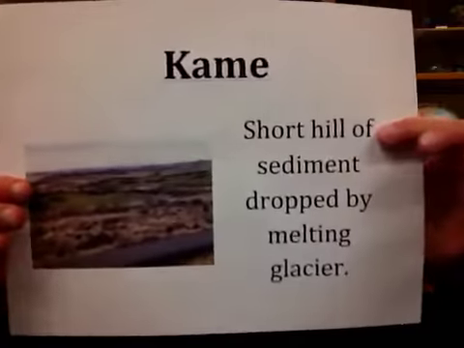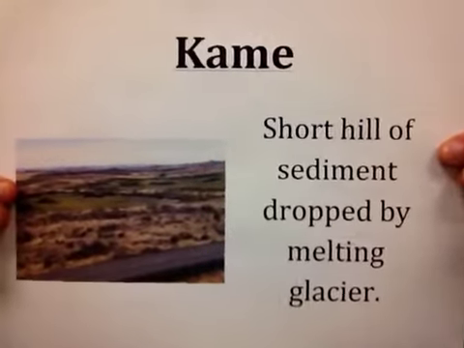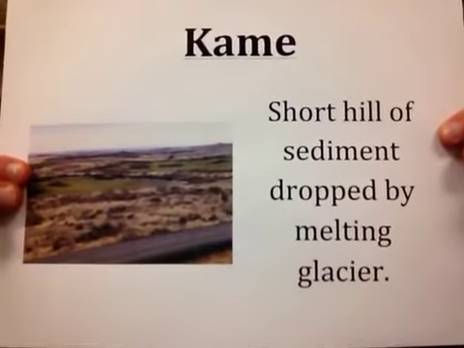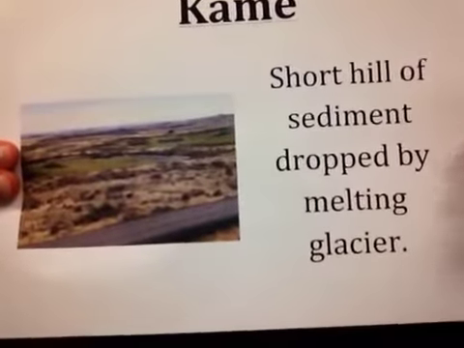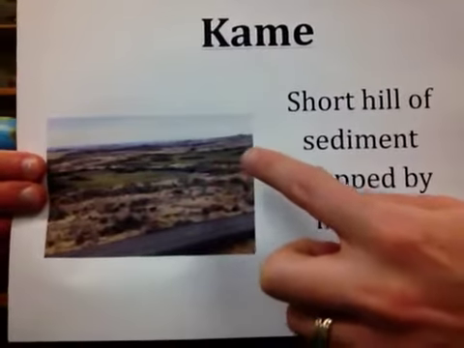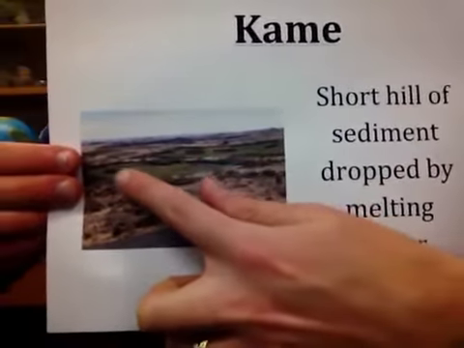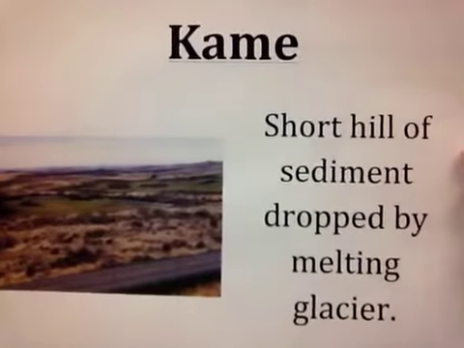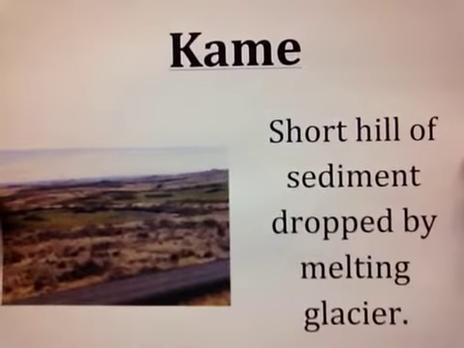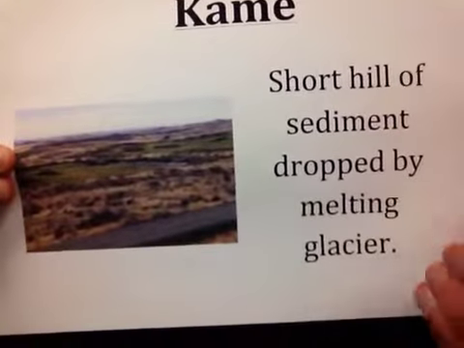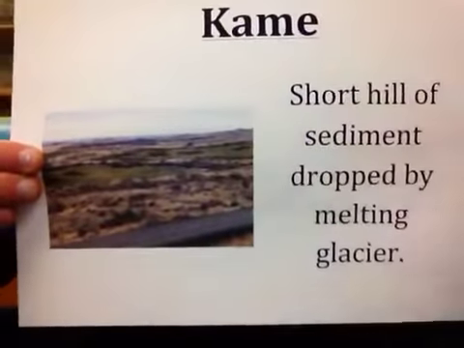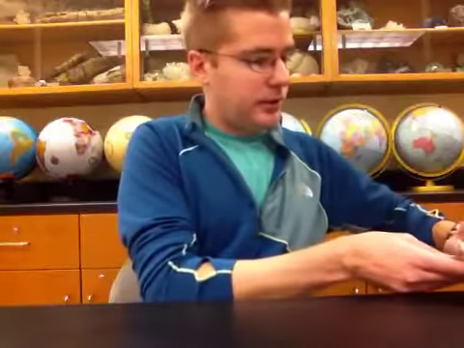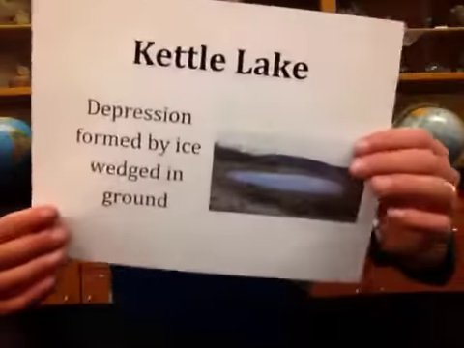The next depositional feature that we have is called a kame. A kame is a short hill of sediment that has been dropped by a melting glacier. So when we look in this landscape, we can see small hills in the picture. A lot of them have trees on top of them. Those are bits of sediment that had typically accumulated on top of the glacier, may also have been underneath, but as the ice melts away, it drops that sediment into a pile that makes a short hill that we call a kame.